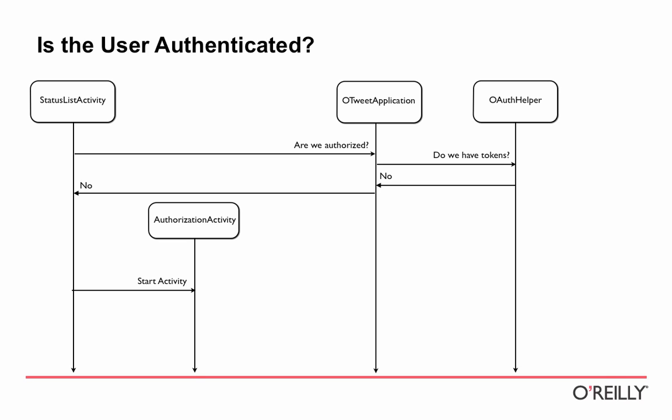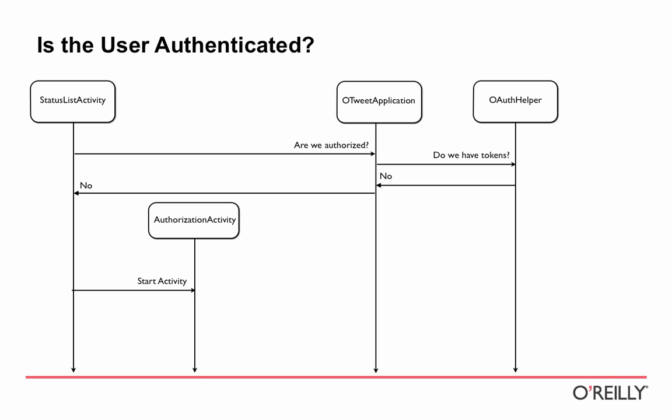The status list activity will start out and ask the application, which will be the way that we generalize and keep above all the activity level these kinds of questions. We'll ask the application, are you authorized? And then the application will pass off that question to this OAuth helper, which will deal with all that kind of stuff. The application will know to ask if we have tokens yet. And if we don't have tokens, the OAuth helper will say, no, we don't have tokens. And the application will say, no, we're not authorized, to the status list activity.